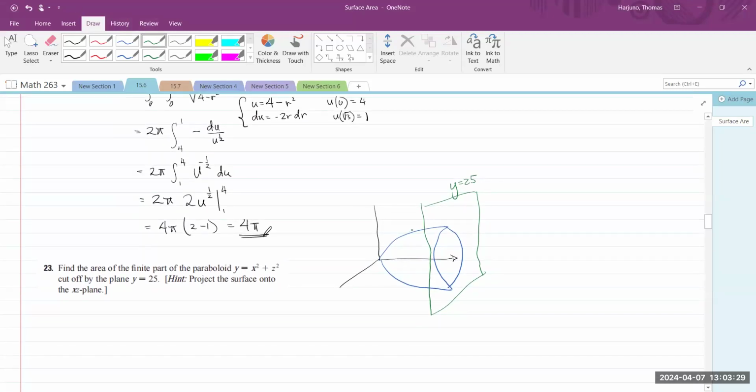The domain of integration, of course, if you project that to the xz plane, you will see that's actually a disk with a radius 5. Let's see. When I set y equals 25, at the same time y is x squared plus z squared, and you see that's x squared plus z squared equals 25. That's the boundary of the domain, which is a circle with radius 5. The area that we want to compute is the area of this paraboloid.